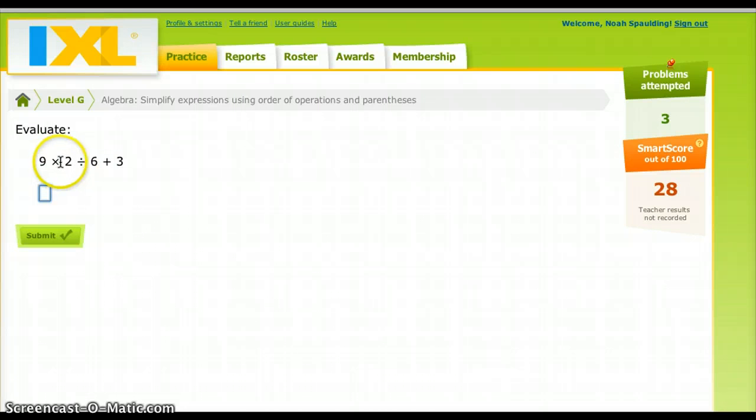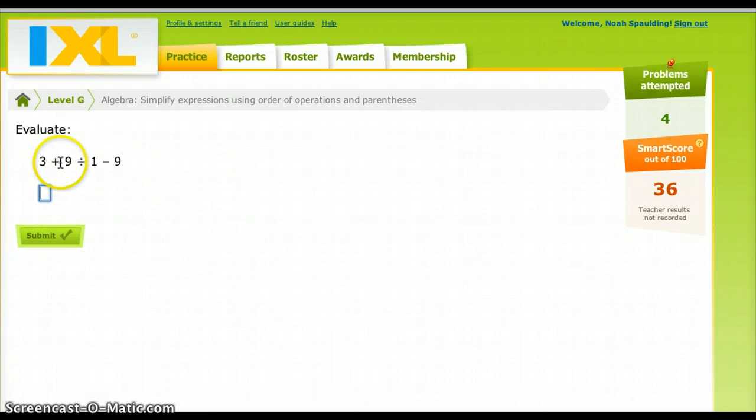Okay, next we have a multiplication, division, and then addition. Again, because multiplication and division are really the same level, just like you're reading, you're going to do the multiplication first, because you come to it first. So we have 9 times 2 is 18. 18 divided by 6 is 3. 3 plus 3 is 6. Oh, 6. There we go.